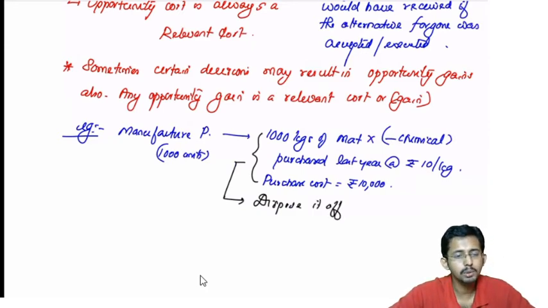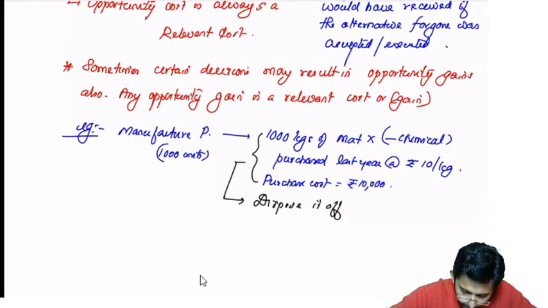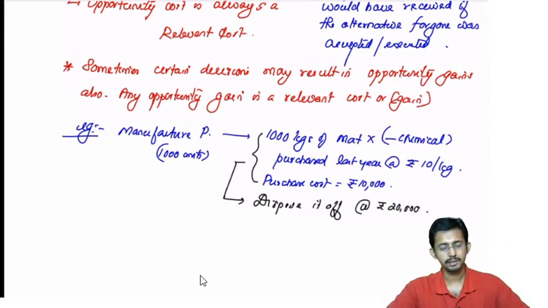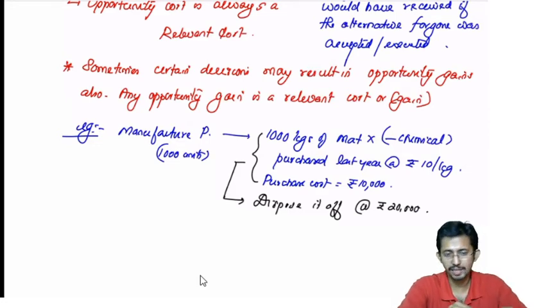How is it to be disposed? It is a chemical, so to dispose of this chemical, there are some guidelines. You need to follow those guidelines, and for that you will incur a cost of, let us say, 20,000. There are 1000 kgs of this product. If you want to dispose it off as a chemical, you require 20,000 rupees. Now, if you are manufacturing P, do you have to dispose it off? No, you don't have to dispose it off, because you can use it here.